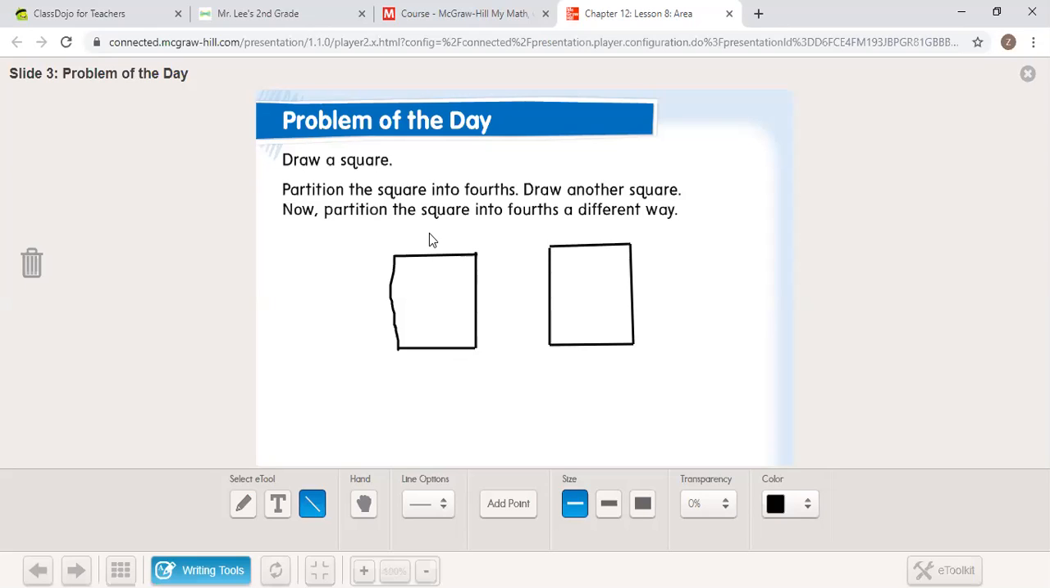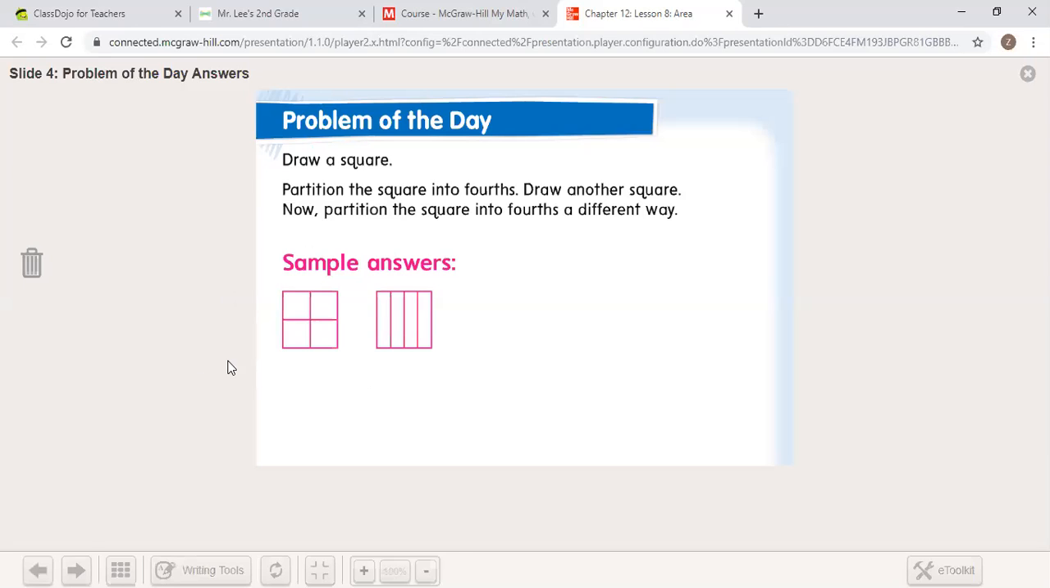I want to separate this one, or partition, split into fourths equally this way. And then this one, I think I will split this way. Not exactly perfect, that's fine, but as you can see, I have two different ways that I partitioned or split into 4 equal parts for both squares. So there's similar answers.